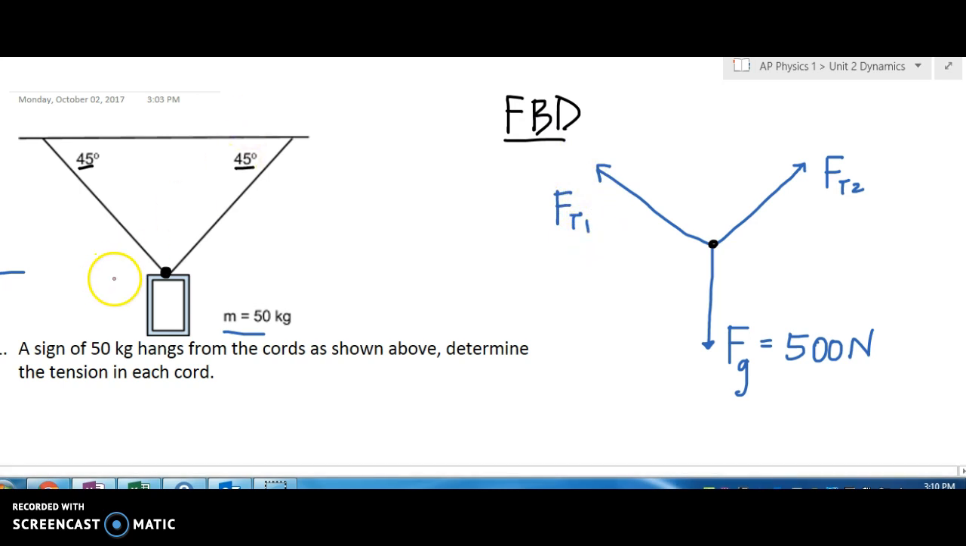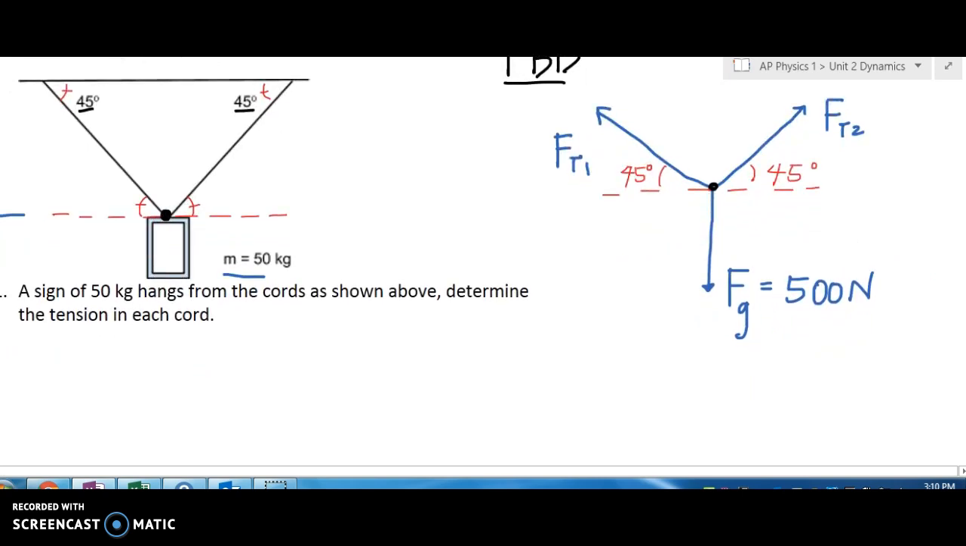Now, let's see. Geometry-wise, if this is parallel to the ceiling there, then if this is a 45-degree angle, then that should be 45 degrees. And if this is 45 degrees, then that should be 45 degrees. So then over here on my free body diagram, I can create an x-axis and label this as 45 degrees and 45 degrees. So now I've got this x-reference axis and a y that goes up and down.